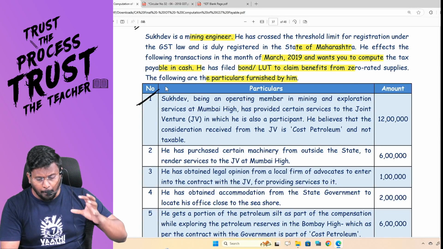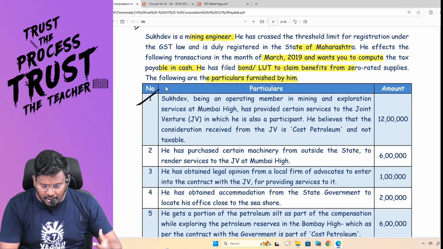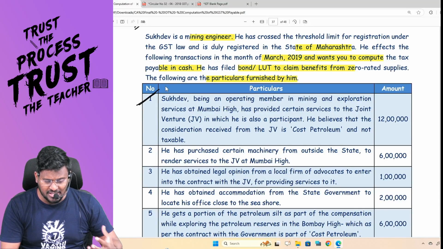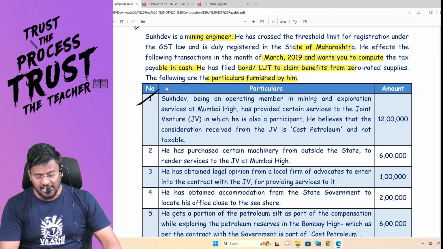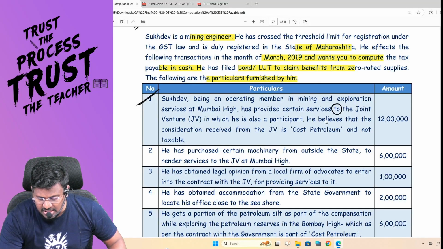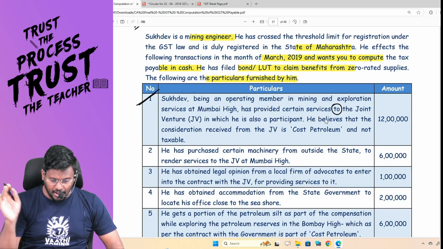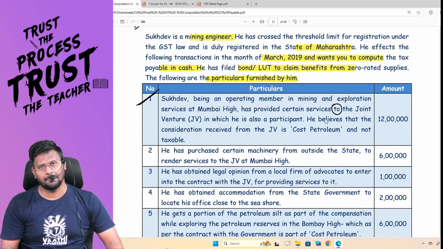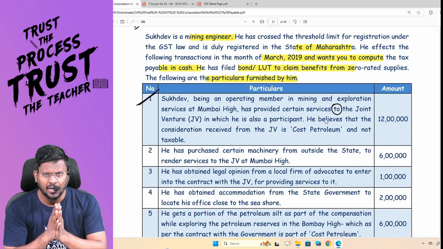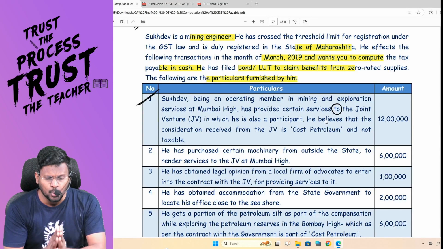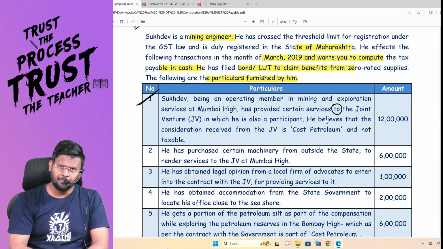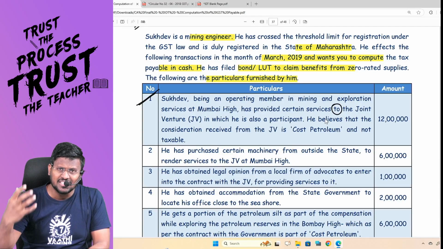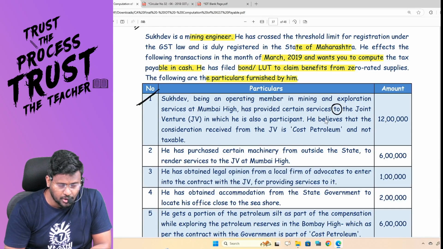Sukhdev, being an operating member in mining and exploration services at Mumbai High, has provided certain services to the joint venture in which he is also a participant. So there is a joint venture. In that joint venture, Sukhdev is an operating member. He has provided certain services to that joint venture.